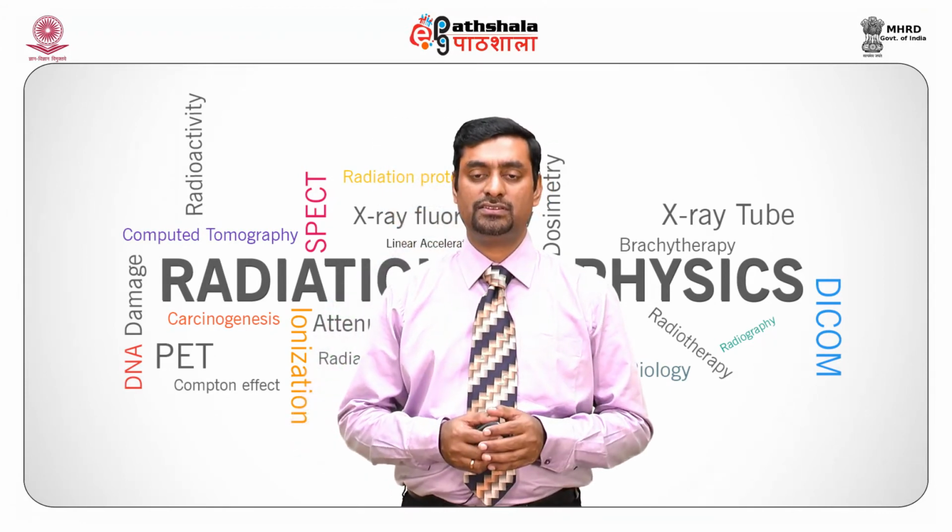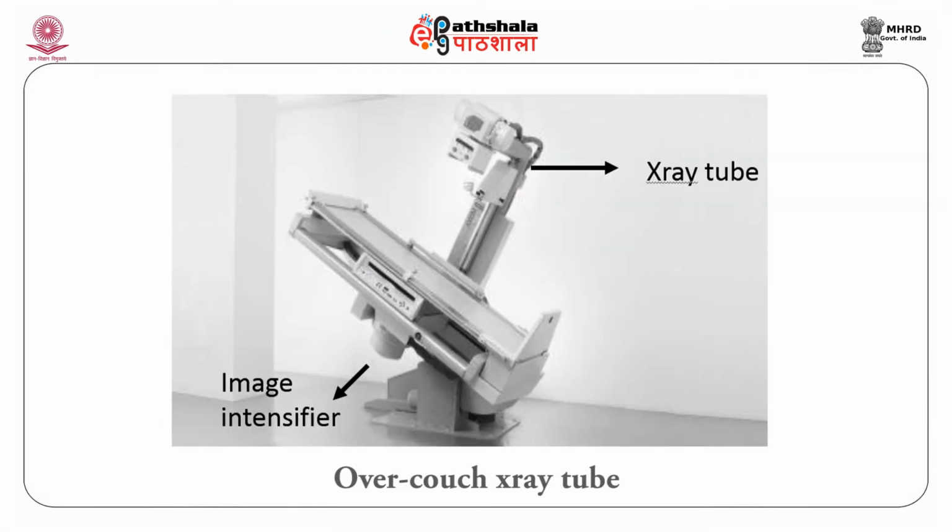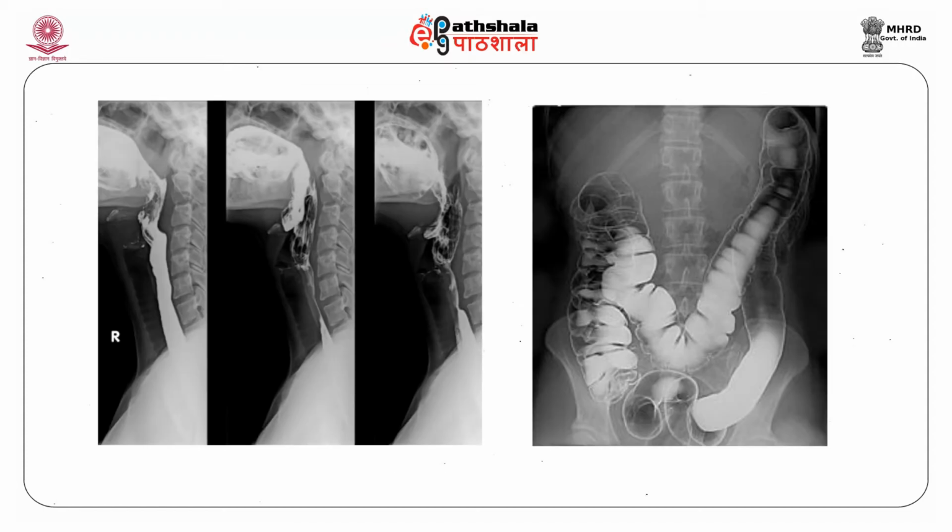Some of these cases where there is a fixed X-ray tube, fixed fluoroscopic equipment, as seen in this image, it has an X-ray tube on top, hence it is called an overcouch X-ray tube, and there is a table where a patient can lie down, and underneath that table is the image intensifier. It is generally used for performing gastrointestinal and genitourinary procedures. One such example we see here is barium swallow procedure and a barium enema procedure.